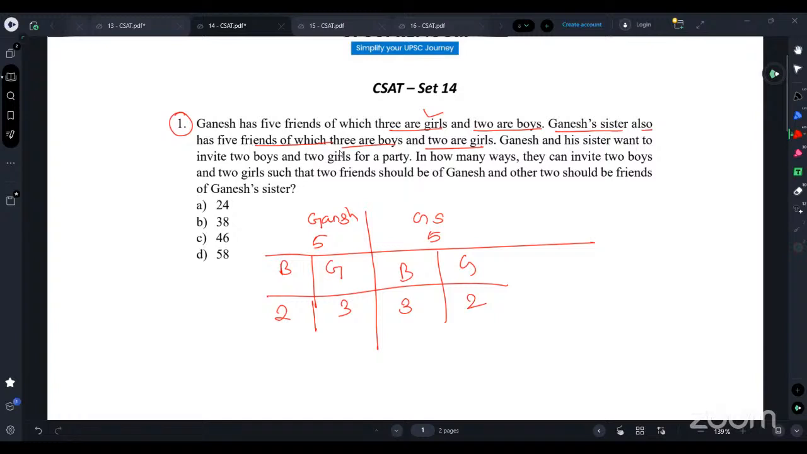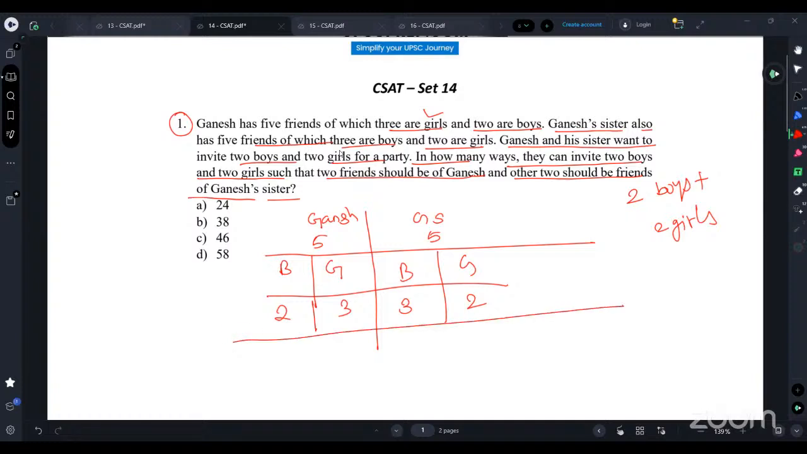Okay. Now what we want to do? Ganesh and his sister want to invite 2 boys and 2 girls. Okay. There should definitely be 2 boys plus 2 girls for a party. In how many ways can they invite 2 boys and 2 girls, such that 2 friends should be of Ganesh and the other 2 friends should be of Ganesh's sister. So 2 friends out of these 4 should be Ganesh's friends and the remaining 2 should be his sister's friends. Okay, now this is clear.